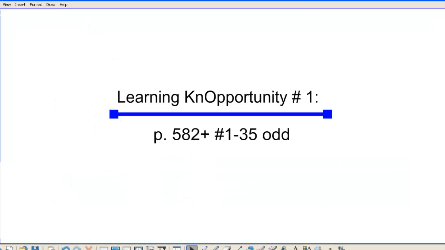So at this time, you are ready to work on learning opportunity number 1, which is on page 582, 1 to 35 odd. Good luck.